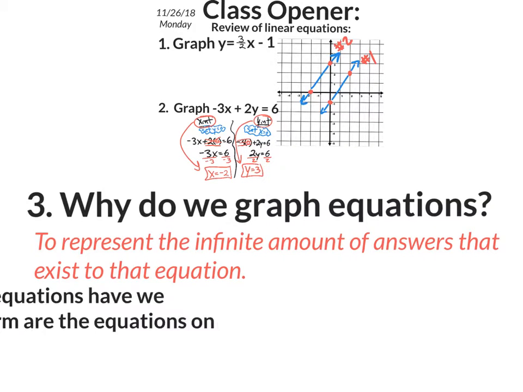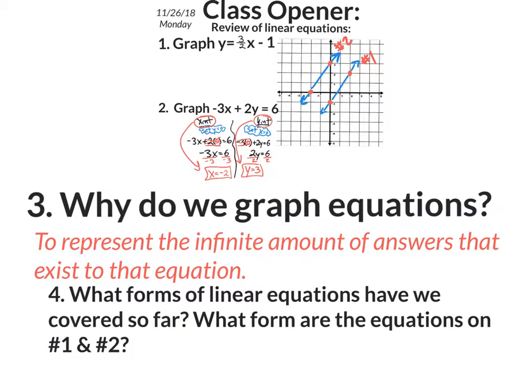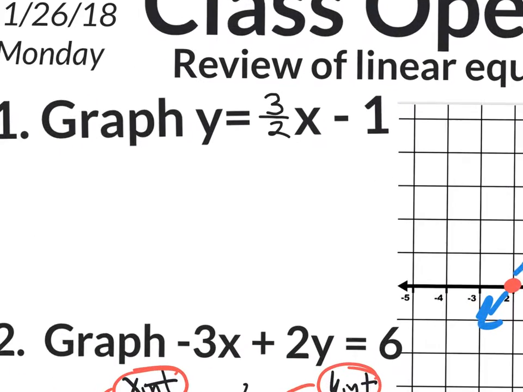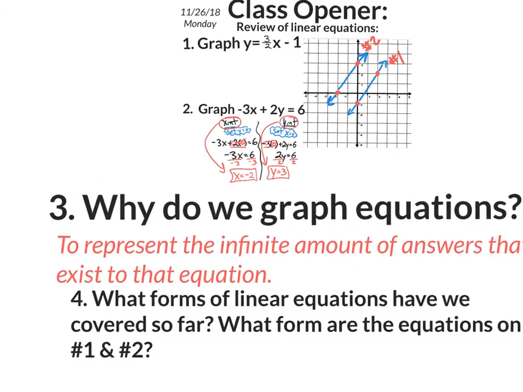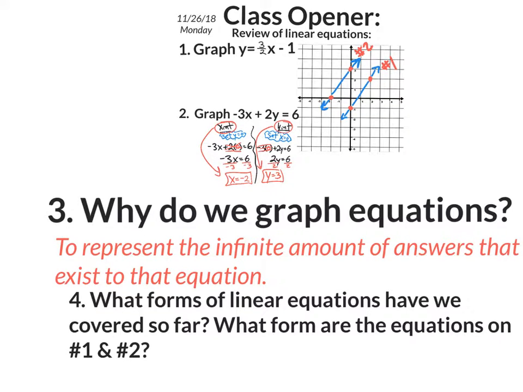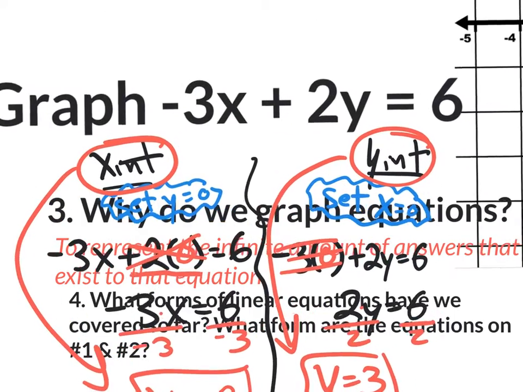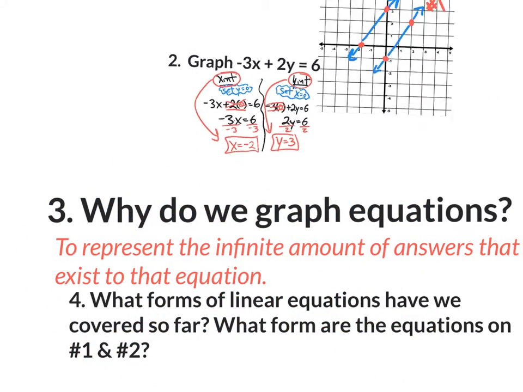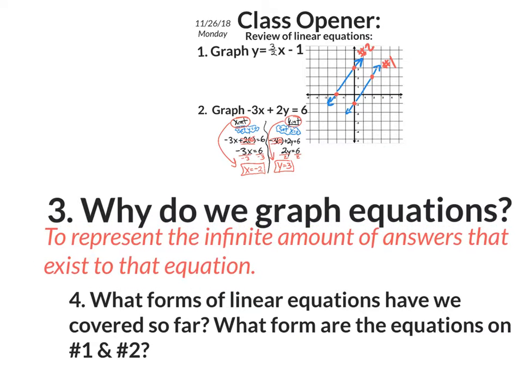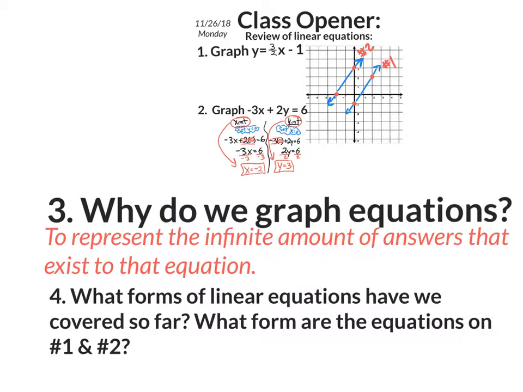Or how about this? Question 4. What forms of linear equations do we have covered so far in this class? You guys remember the names? Slope-intercept form, that's y equals mx plus b. And that's technically number 1 right there. How about what other form have we covered in this class? Standard form, and that's technically number 2 right there. Ax plus by equals c. And technically we've also done function form, right?